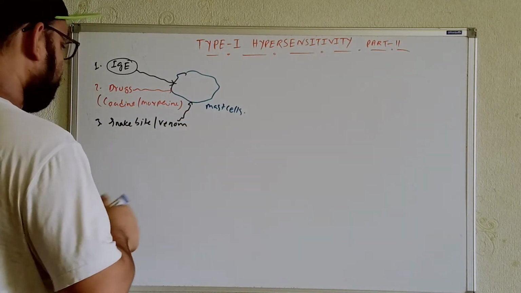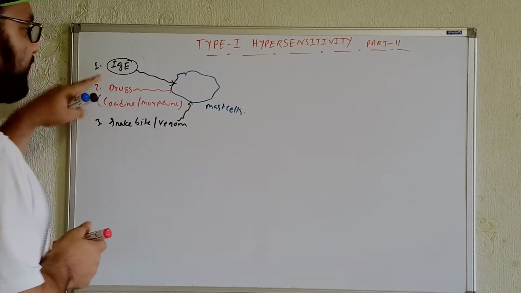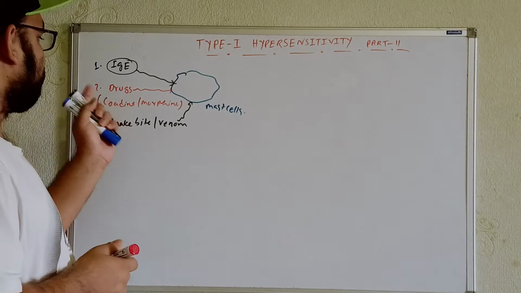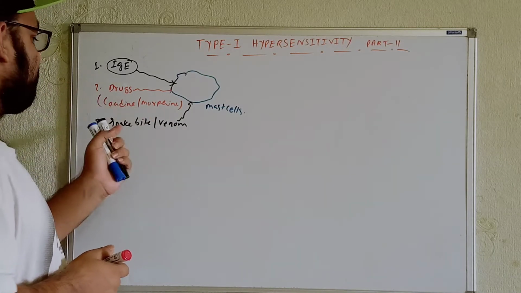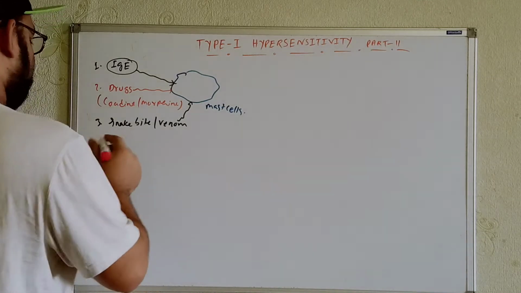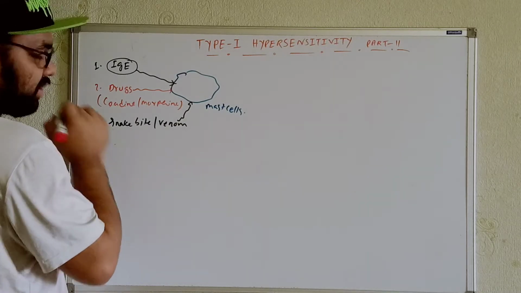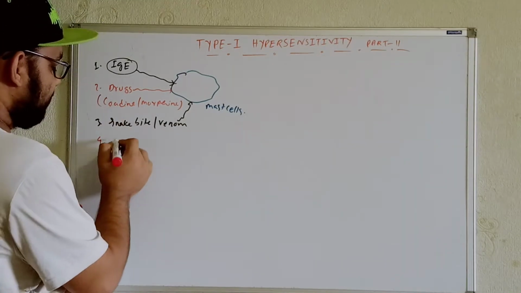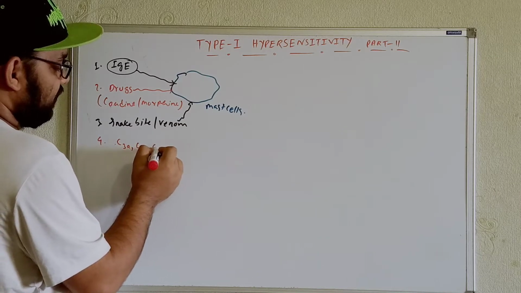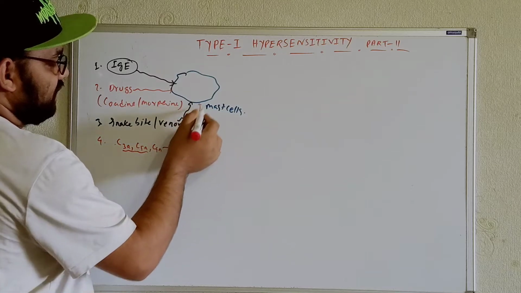Okay. Along with that, first I did talk about the IgE antibodies that can activate the mast cell. Then I did talk about the different kinds of drugs, for example, codeine and morphine, they can activate the mast cell. The snake bite or the venom, they can also activate the mast cell. And different kinds of complement proteins: during the inflammatory process, we get the different kinds of complement proteins C3a, C5a, C4a, especially C3a and C5a. They can also activate the mast cell.